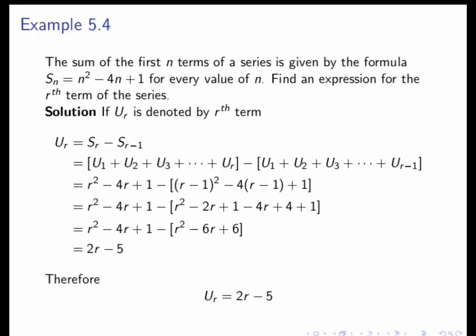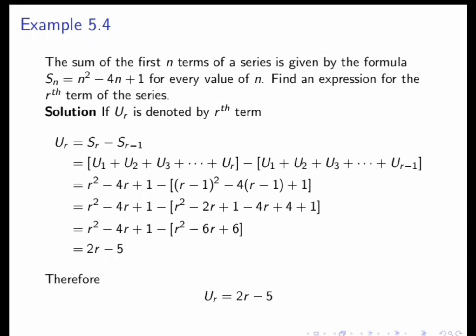The reason we are doing this is because we are following the pattern U_r equals S_r minus S_(r-1). Are you getting me? So the first U1 in the first bracket is for S_r. The second U1, down to U_(r-1), is for S_(r-1). Such that anywhere you see U1, it is still representing n squared minus 4n plus 1.